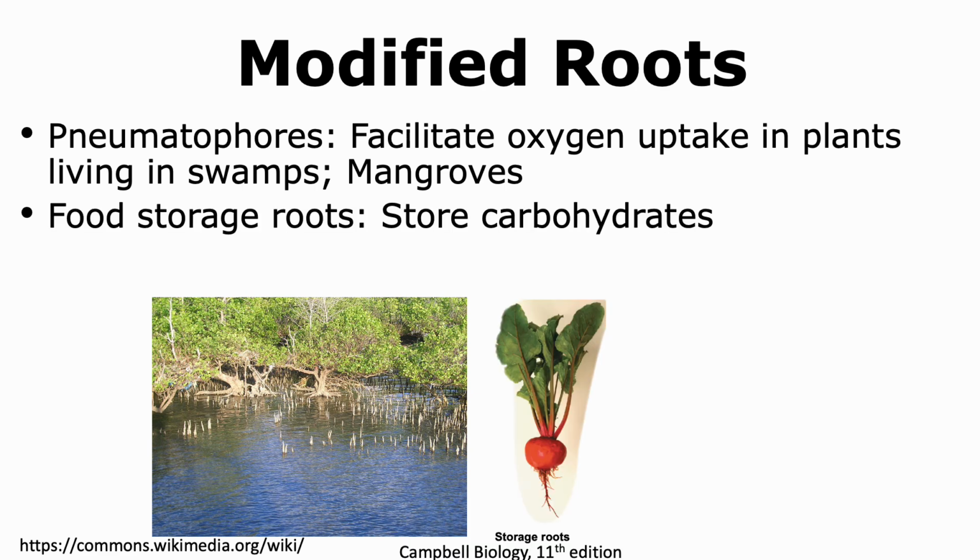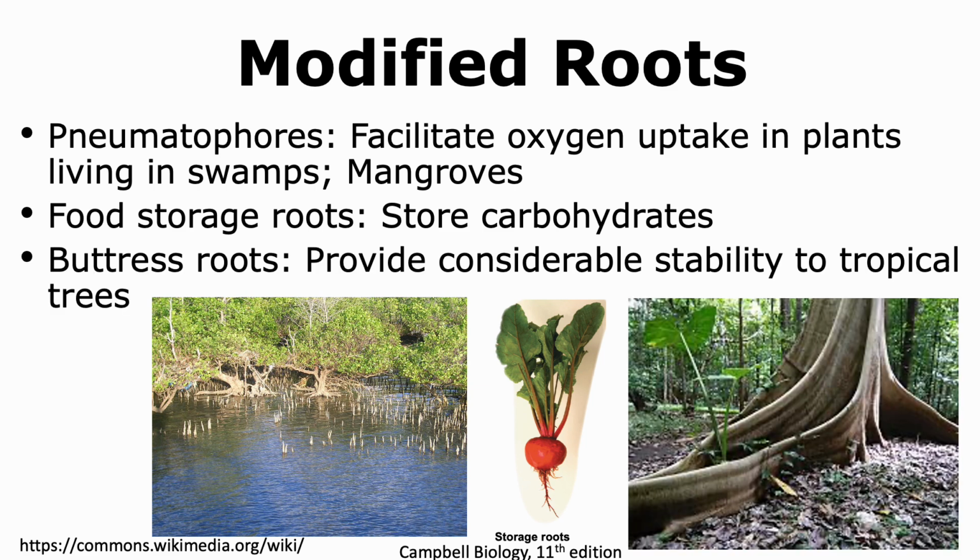Some roots can store carbohydrates, like beetroots, carrots, etc. Buttress roots are large, wide roots which can be considered as aerial extensions of lateral surface roots. They stabilize trees and prevent them from toppling when these trees grow in nutrient-poor tropical forest soils. Thus, we can see that many plants have modified roots to serve other types of functions.